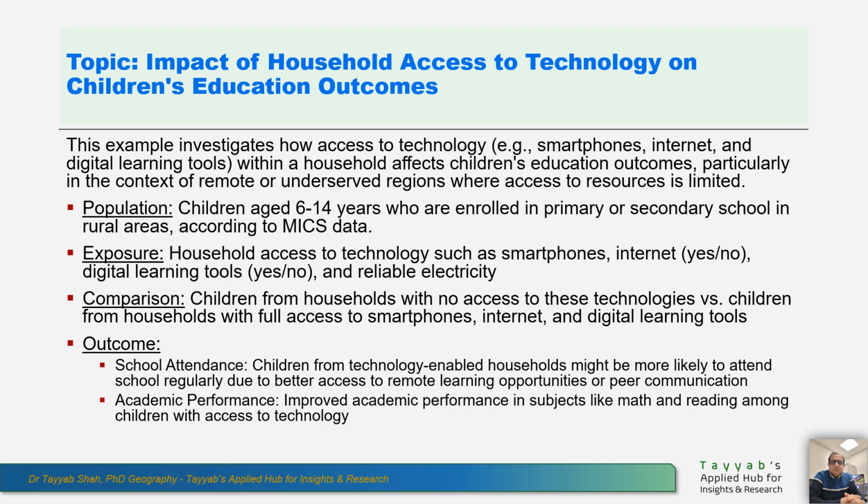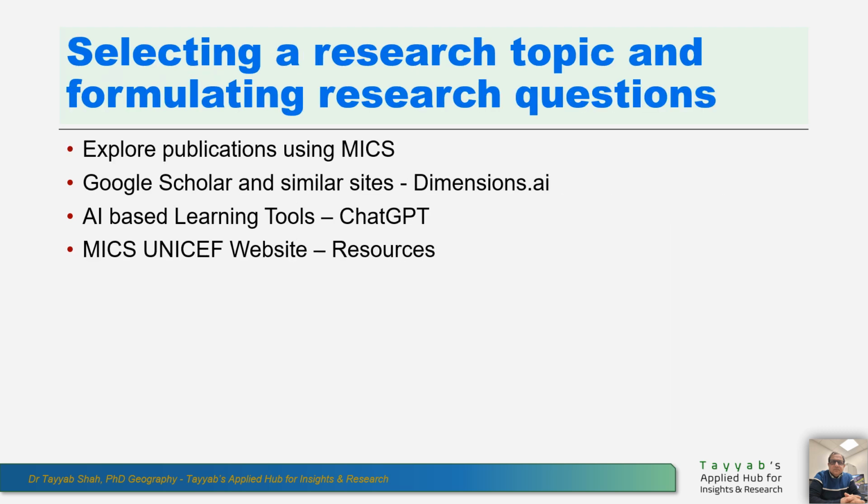So next, I'm going to give you a little bit of an idea how you can use other existing information. One of the platforms is the MICS website. They have a lot of publications out there, which you can search through Google Scholar and other websites, and search the keywords MICS data or some other keywords you want to see, like MICS data and health, MICS data and child labor, or MICS data and education.